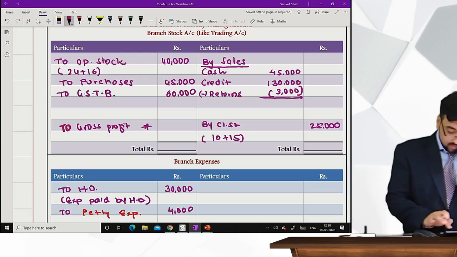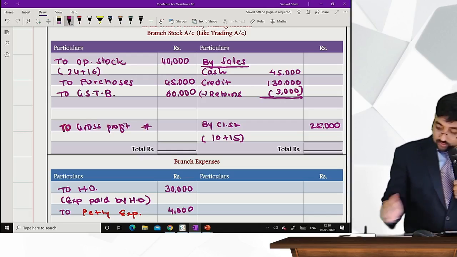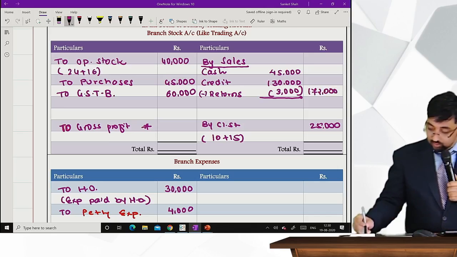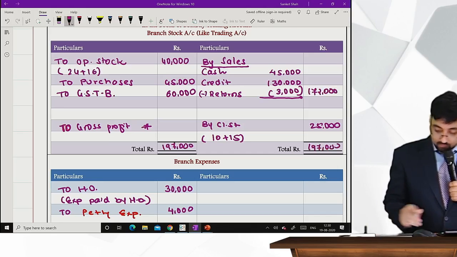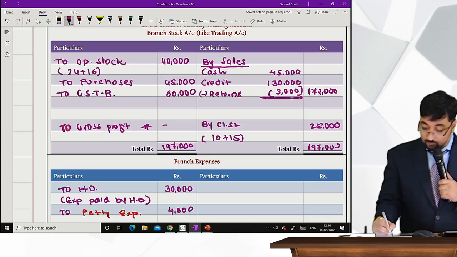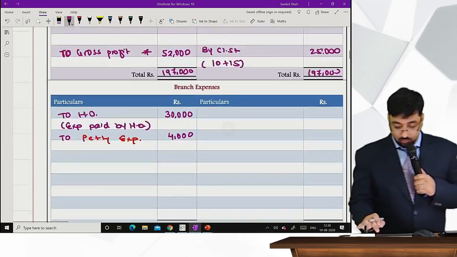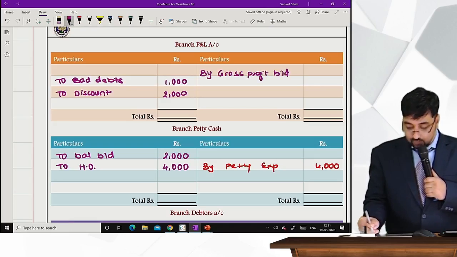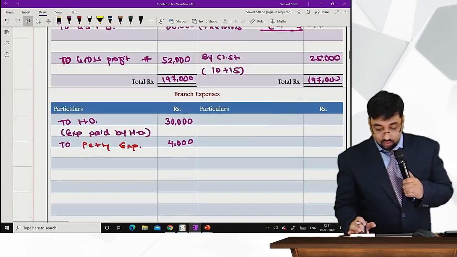145 means 130 plus 42. So this is 1,72,000, correct? Plus 25,000 is 197. So 1,97,000 is the total, minus 40 minus 45 minus 60. Very good. 52,000 is the gross profit that we will write in the branch P&L account by gross profit brought down. What is the amount? 52,000. Then we are going to close.